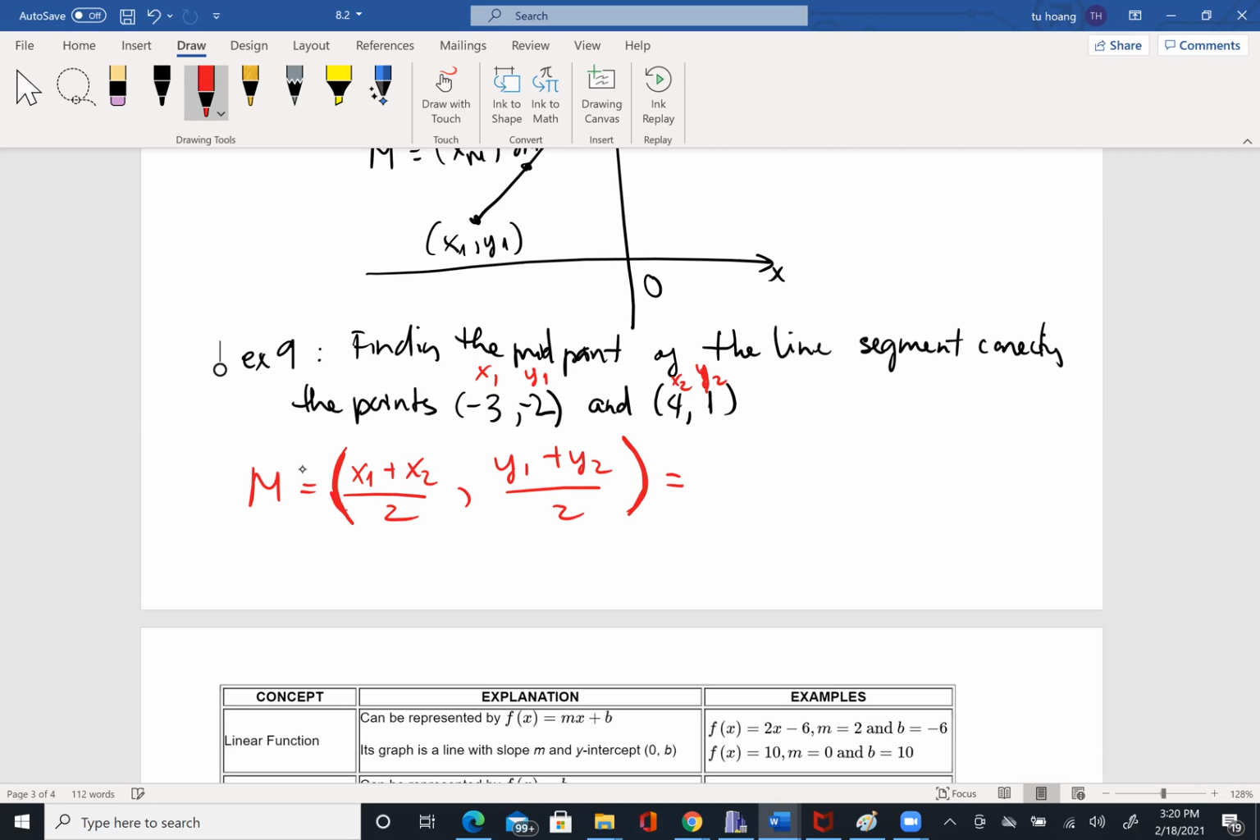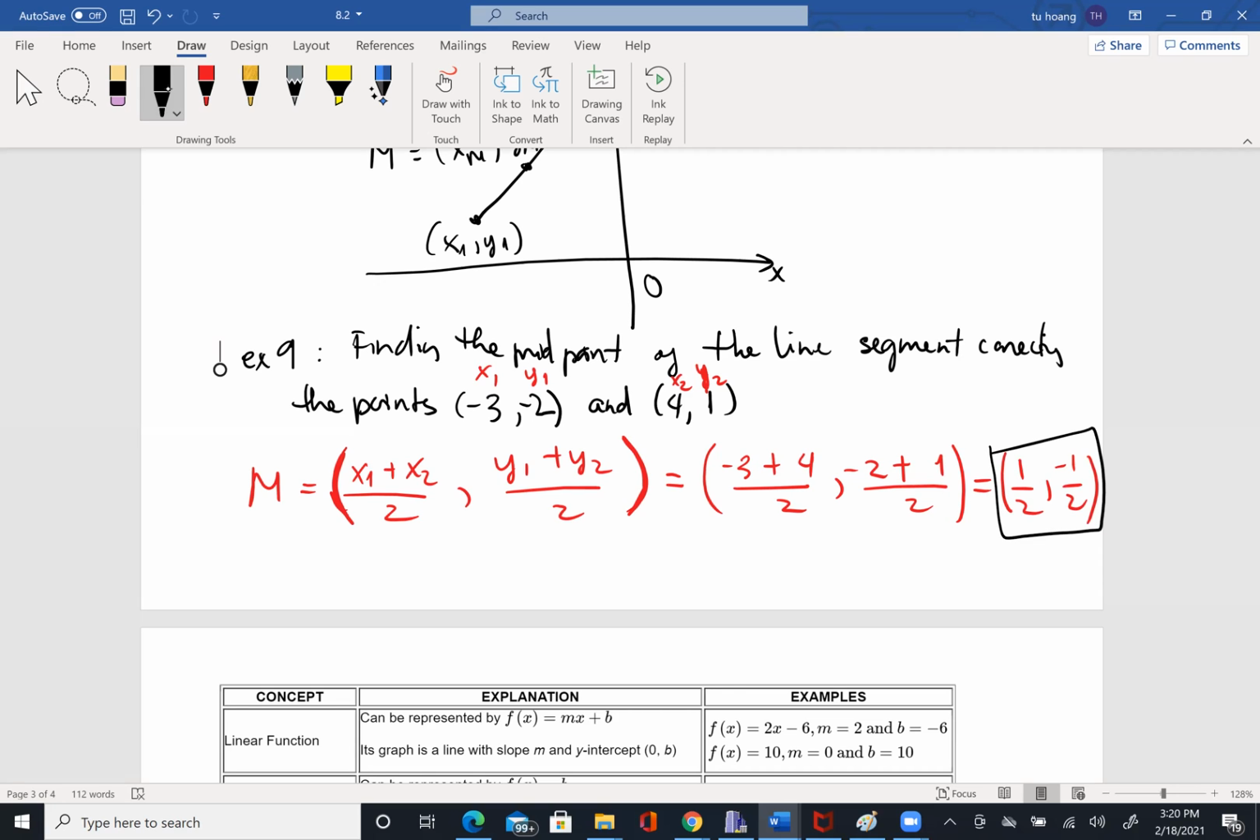So now I just substitute. x1 is -3 plus x2 is 4, divided by 2, comma, y1 is -2 plus y2 is 1, divided by 2. Then I have the answer as (1/2, -1/2), and that should be the answer for m, the midpoint.